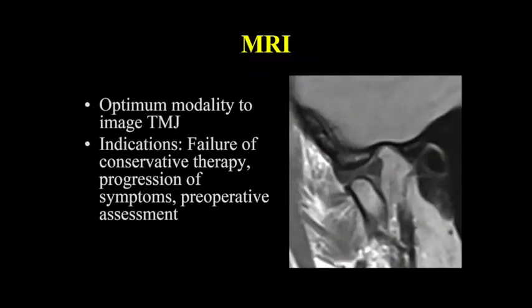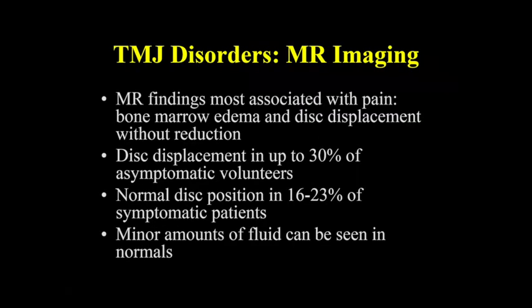MRI is really the gold standard for evaluating the temporomandibular joint and has replaced other imaging modalities. Indications for MR imaging include failure of conservative therapy, progression of symptoms, and preoperative assessment. MRI really evaluates the disc in terms of its location and morphology, as well as the surrounding soft tissues. MRI findings most associated with pain include bone marrow edema and disc displacement without reduction or recapture.